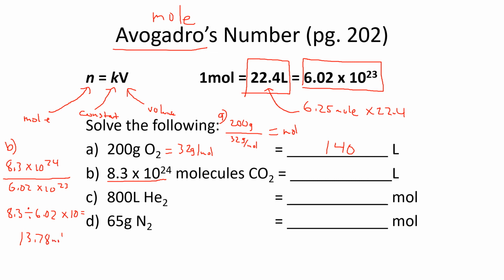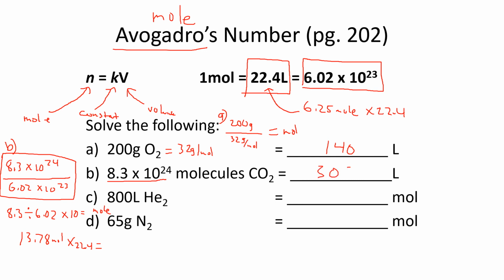13.78 moles. And how many liters do we get per mole? So just take that number and multiply by 22.4. All I got to do is divide. You got that many molecules, divide by the number of molecules per mole. This will give you moles, and then all you have to do is multiply by the liters.